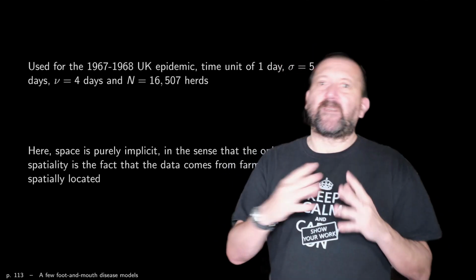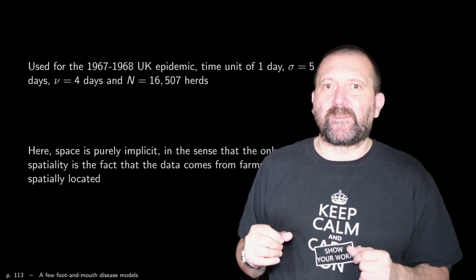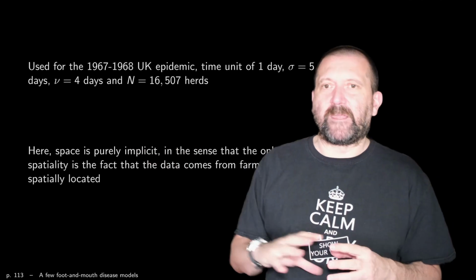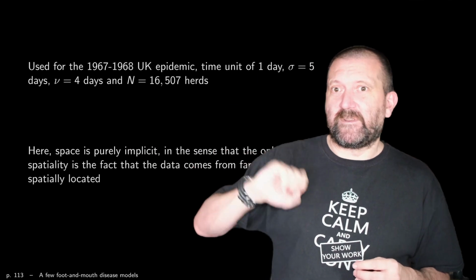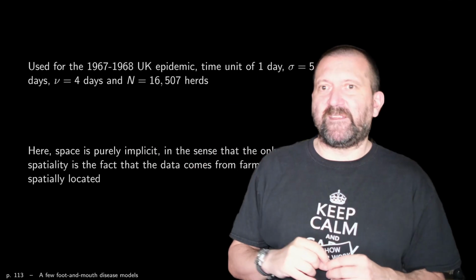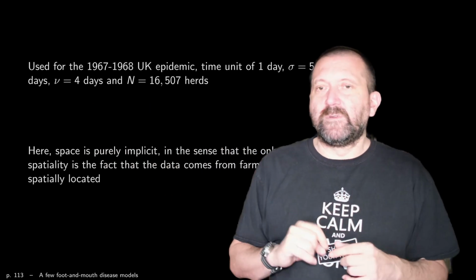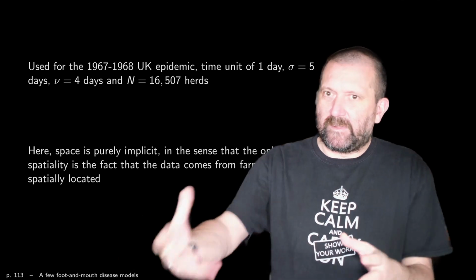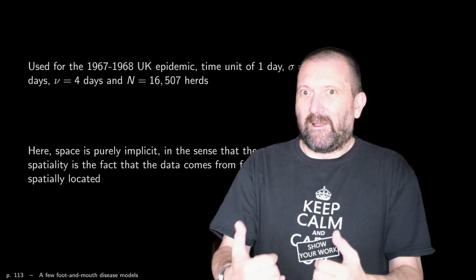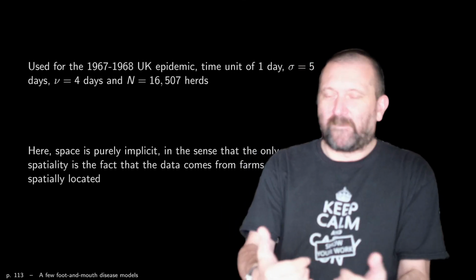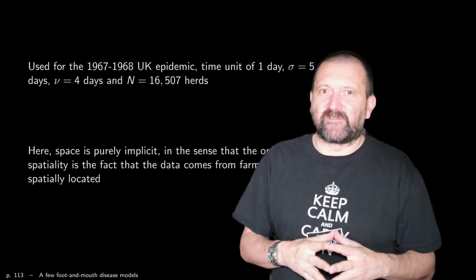So what they did is there was an epidemic of foot and mouth disease in 67 and 68 in the UK, and this is the data they use. They have a time unit of 1 day. They take sigma equals 5 days. This is the latent period until detection. Nu equals 4 days. This is the average time until the farms are removed. That means how much time animal health authorities take to take culling measures. And N was 16,000 herds.